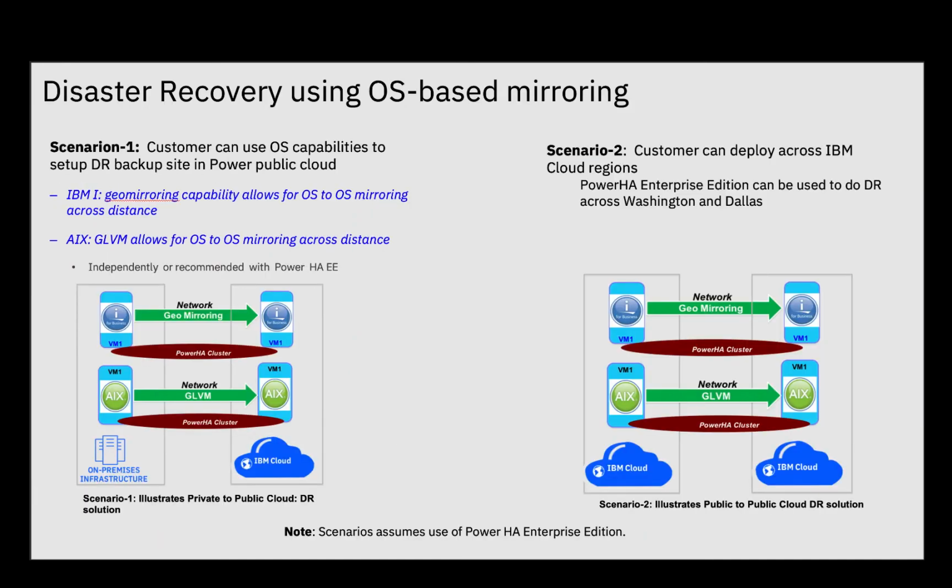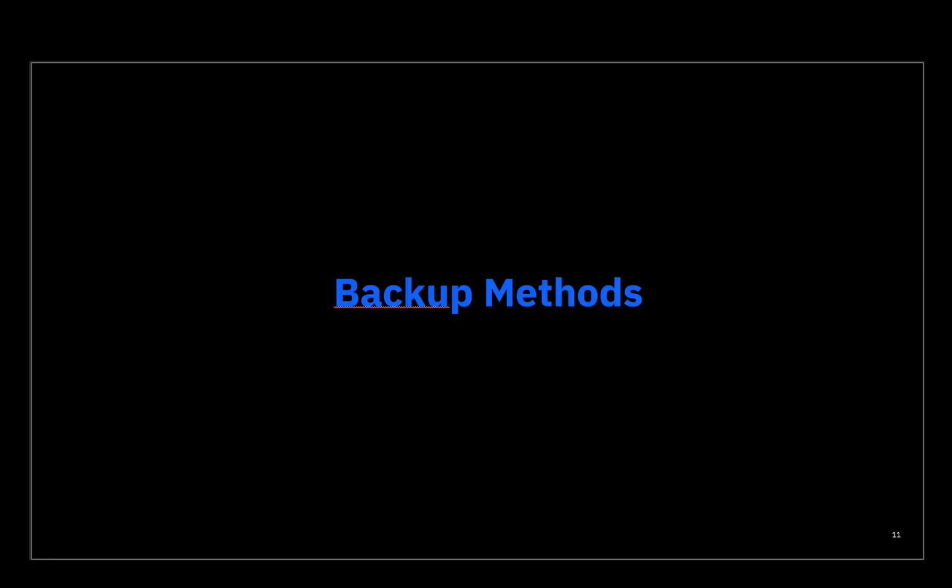Lastly, we have OS-based mirroring. OS-based mirroring allows you to create HA environments between on-prem and cloud environments or cloud-to-cloud environments. So your Power Cloud environment can be used for DR or HA in any scenario. Now Victoria will discuss backup methods with Power Cloud.